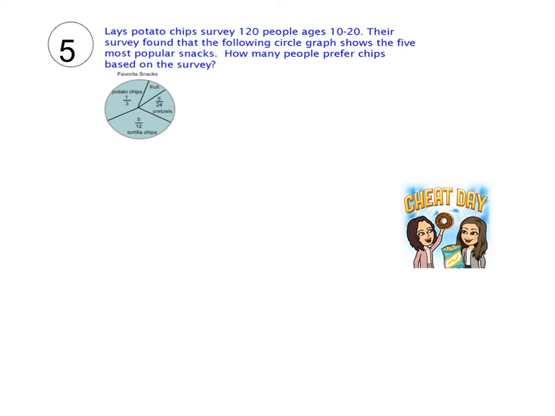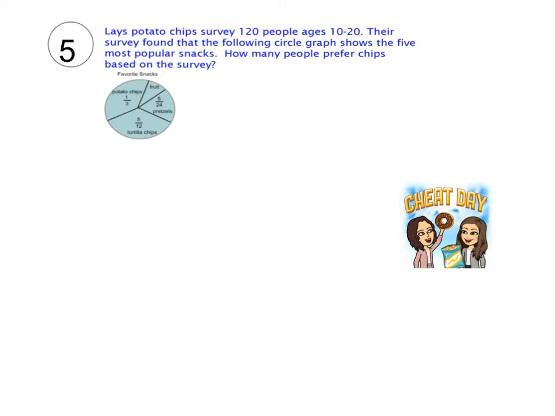All right, for the Lay's potato chip survey, 120 people ages 10 through 20 are surveyed. Their survey found that the following circle graph shows the 5 most popular snacks. How many people prefer chips based on the survey?